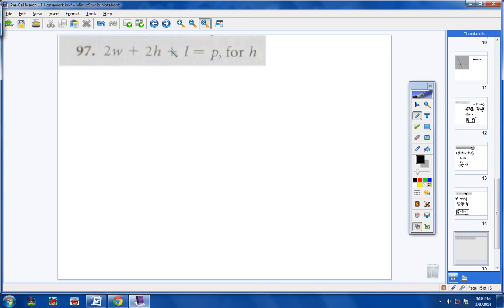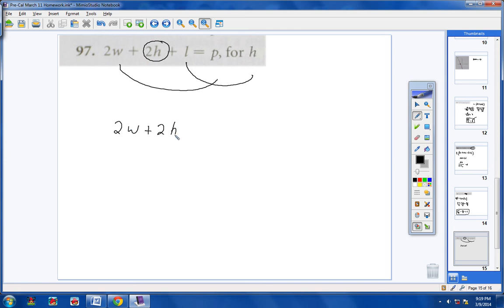Now this one's pretty simple, guys. I mean, there's no fractions. Here's my only h term. There's no h here, there's no h here, there's no h here. So there's only one h term, and it's this term right here that I've circled. So you're going to have to move everything else to the other side. Okay, so let's see if we can't do this quickly.